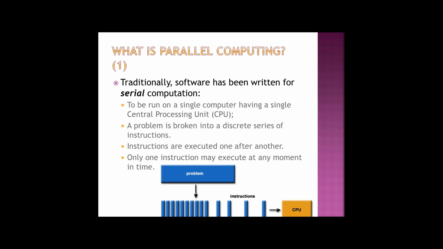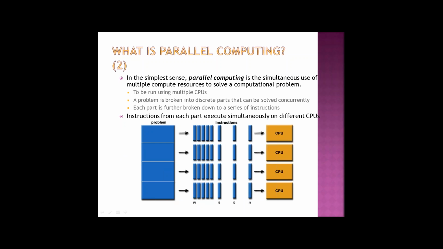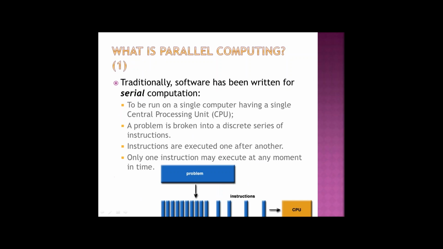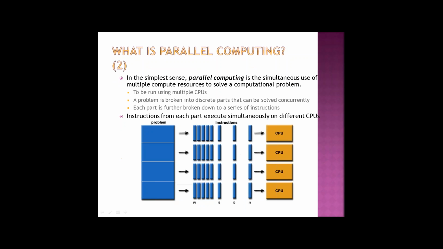This is the problem. This problem is divided into multiple instructions, and at a time only one instruction is executed by the CPU, that is, the central processing unit. Now, what is parallel computing? Till now we have covered what a serial computation is, that is, only one instruction is executing at the same time. Then what is parallel computing?